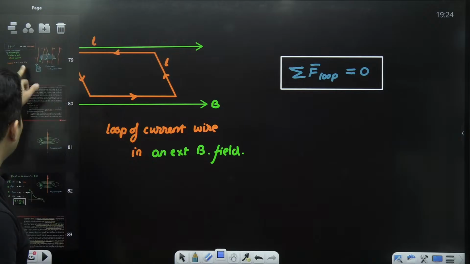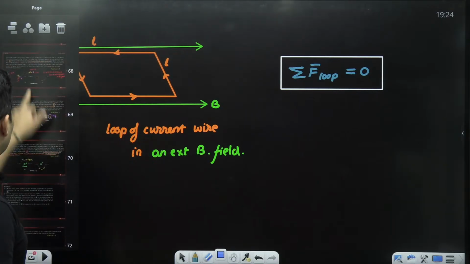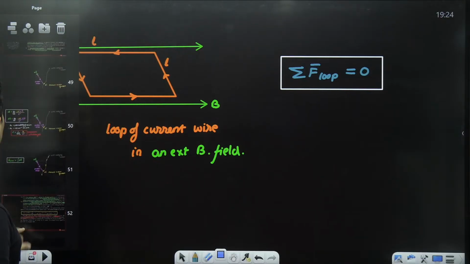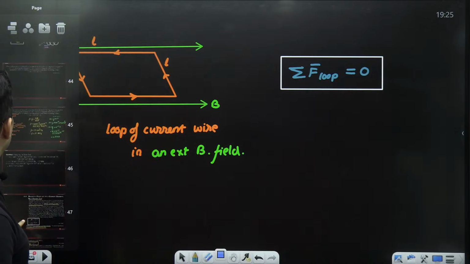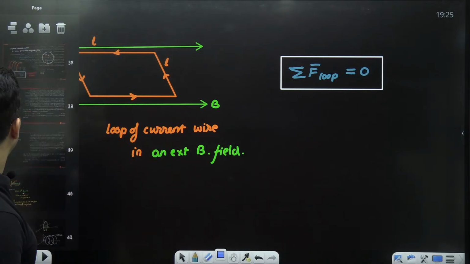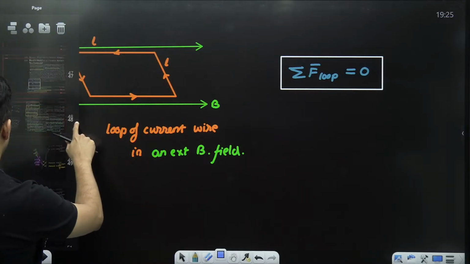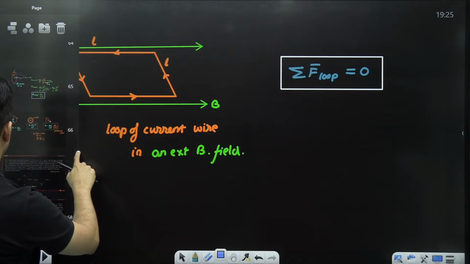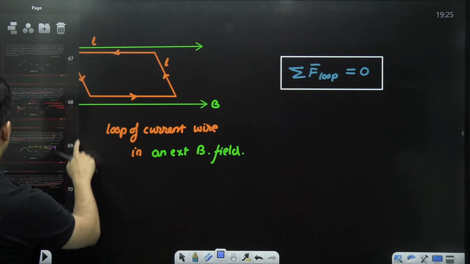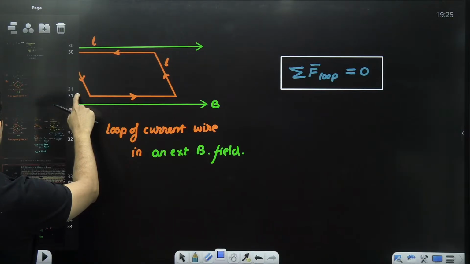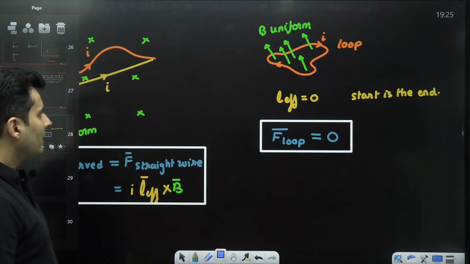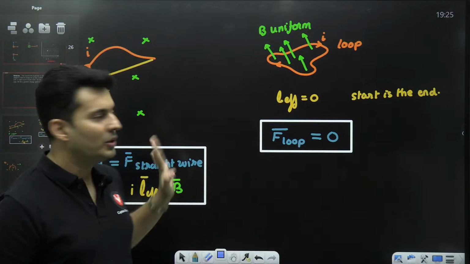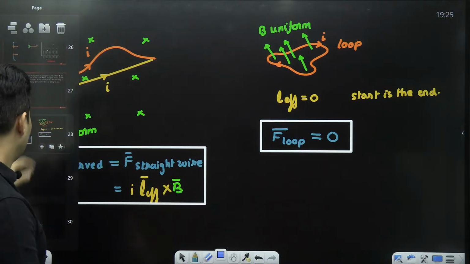If you have forgotten, no issues, I will show it to you. Right over here we have done this. The force acting on it. Yeah, here. The magnetic field is passing through this loop. It is uniform. The net force on a loop is always going to be zero. This is something which we had concluded even in the last lecture.